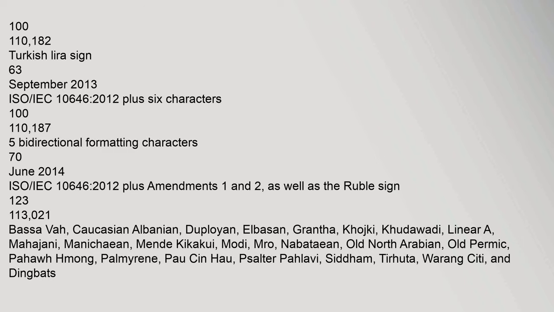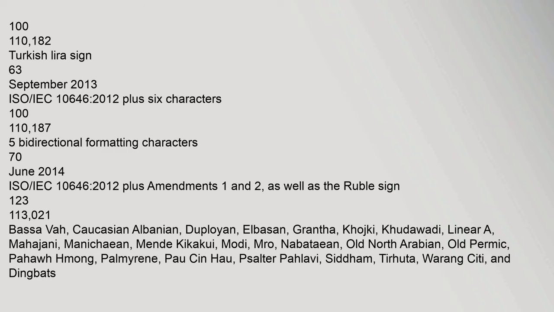100, 110182, Turkish Lira Sign, 63, September 2013, ISO/IEC 10646-2012 plus 6 characters. 100, 110187, 5 bidirectional formatting characters, 70, June 2014, ISO/IEC 10646-2012 plus Amendments 1 and 2, as well as the Ruble Sign.